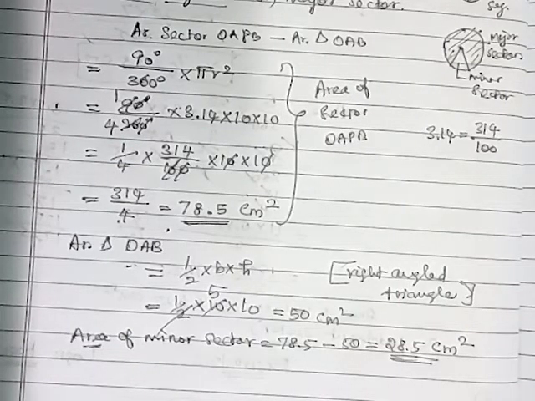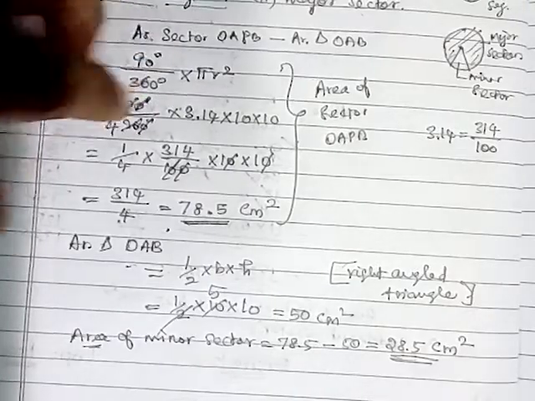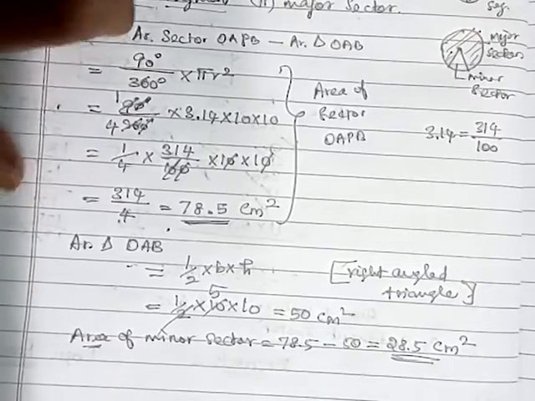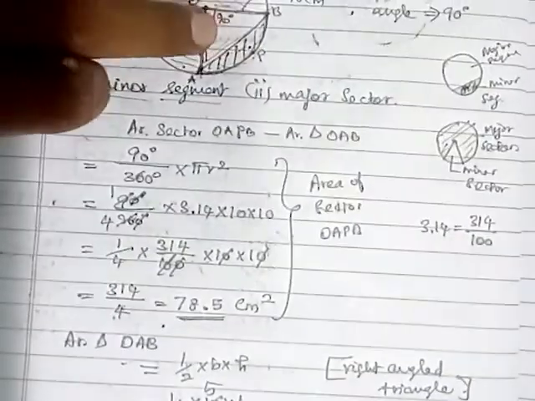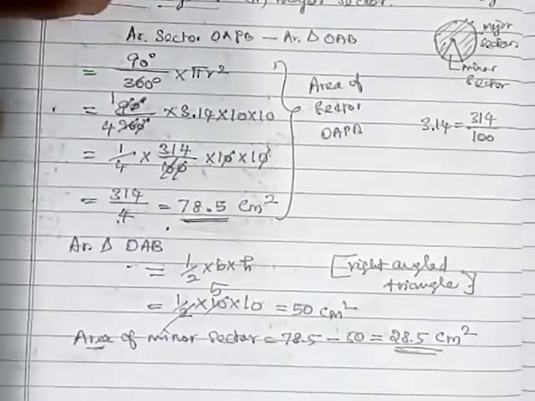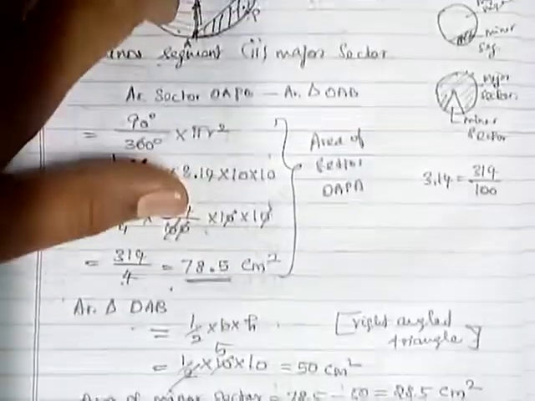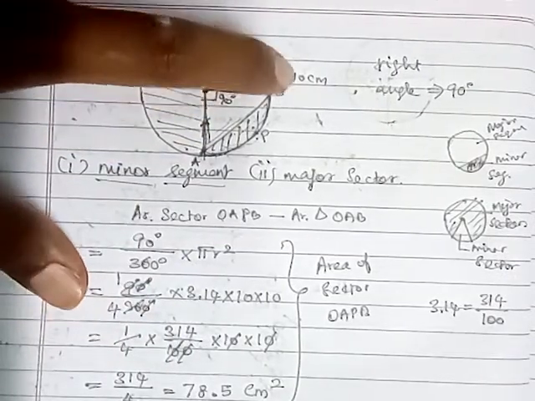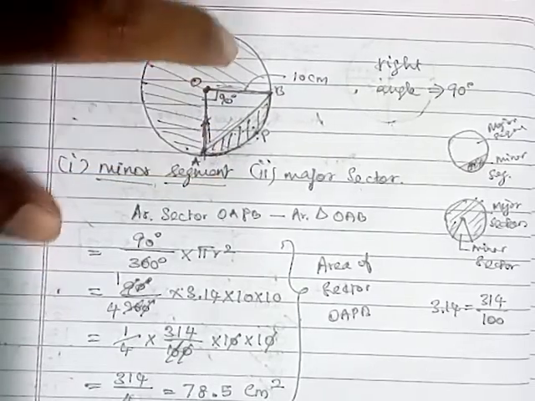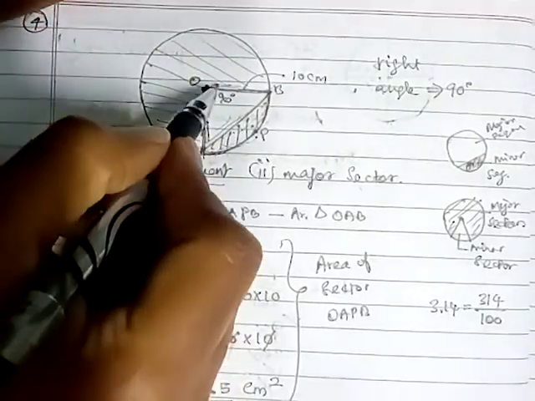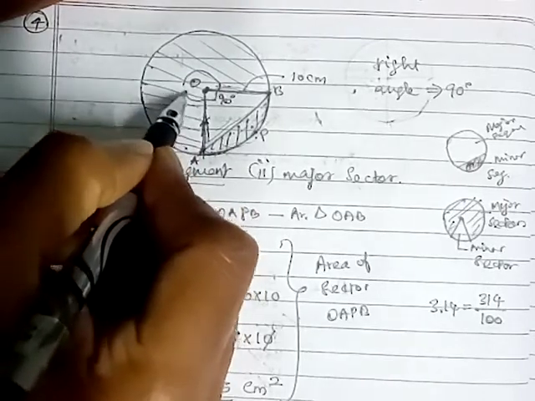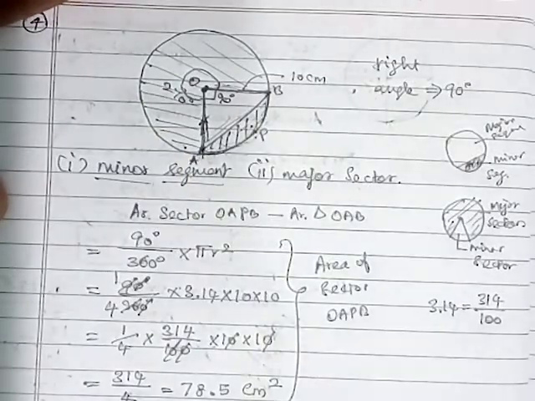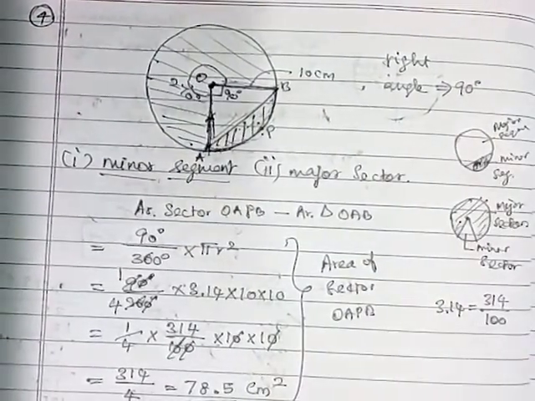Now we have to find out the major sector, right? We have to find out this sector, right? You cannot include the triangle. So what would be the major sector? Because this is a circle, this has 360 degree, no? Totally. You have to subtract this 90 degree to get the value of this one. So this is 360 minus 90 is 270 degree, right? 270 plus 90 is 360.